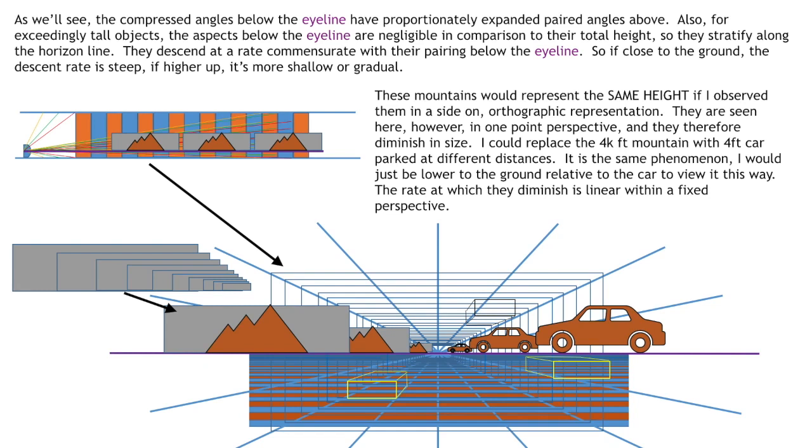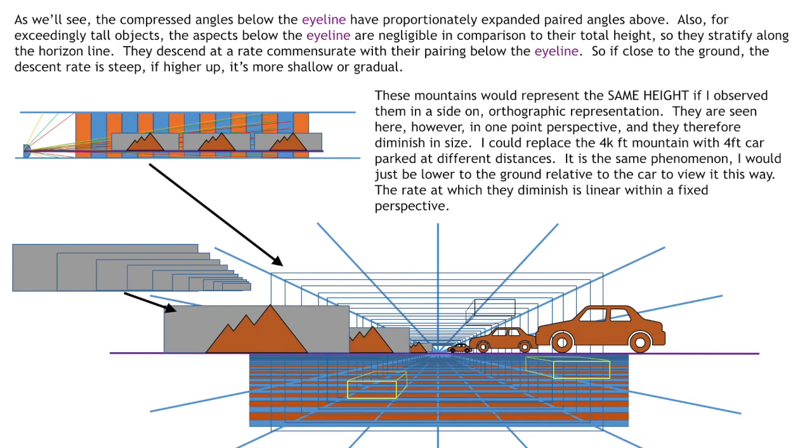As we'll see, the compressed angles below the eye line have proportionally expanded angles paired above. So as one compresses, the other expands. Keep that in mind. Or as I move left and compress the left angles, the angles on the right expand, so on and so forth. Also, for an exceedingly tall object, the aspects below the eye line are essentially negligible in comparison to their total height, so they stratify along the horizon line.